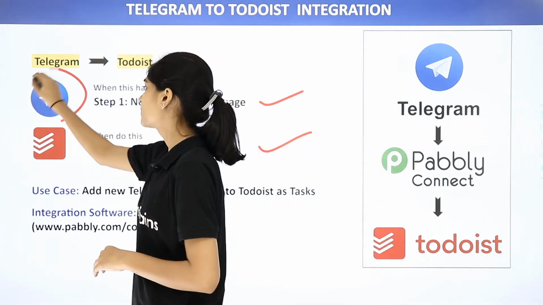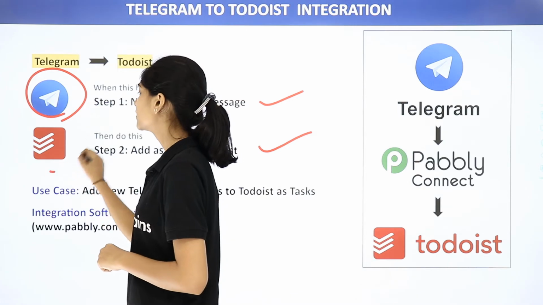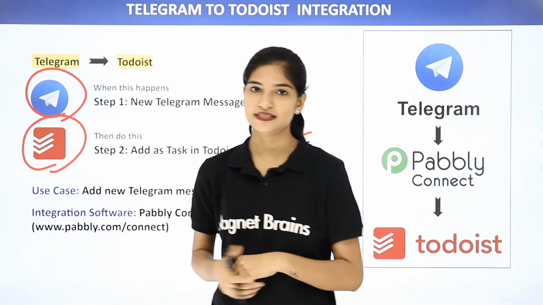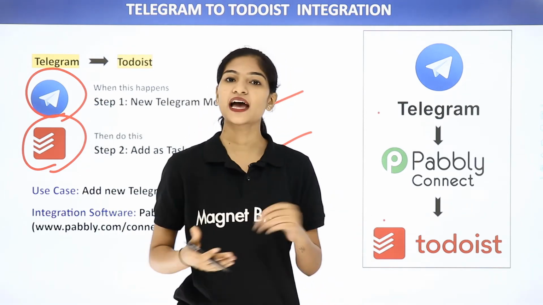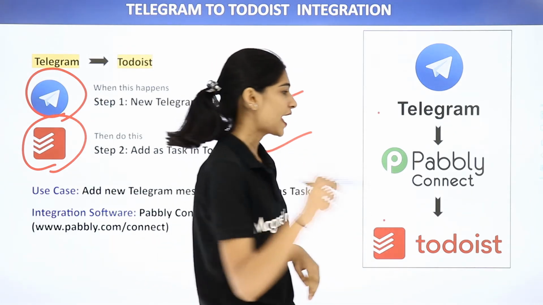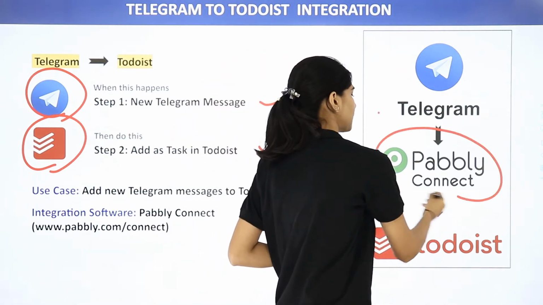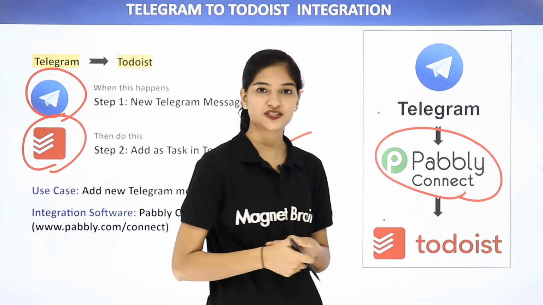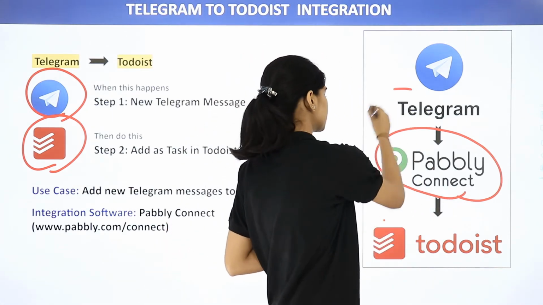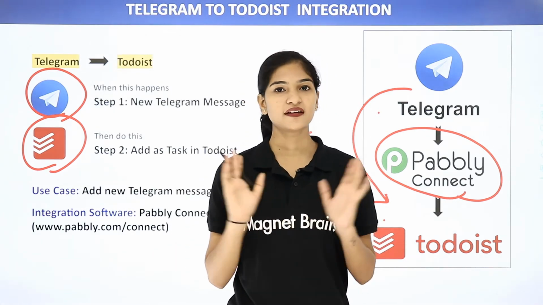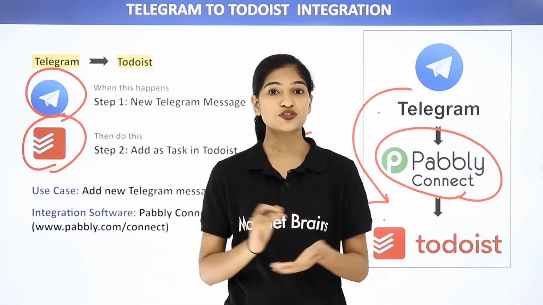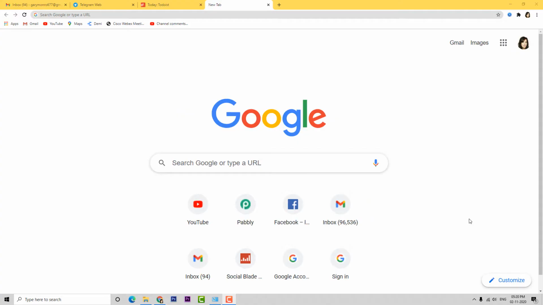So Telegram is a messaging software, whereas Todoist helps you to manage your to-do lists. So the issue here is that Telegram and Todoist don't have any integration between them. And that is why we are going to use Pabbly Connect, a third-party application software to transfer data from Telegram to Todoist. The best part here is that you don't require any knowledge of coding. So let me show you this on my screen.